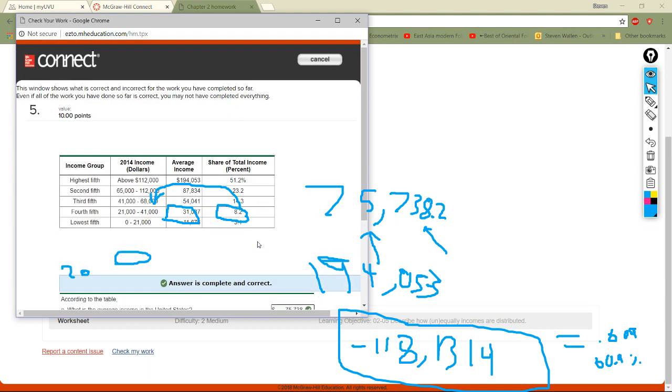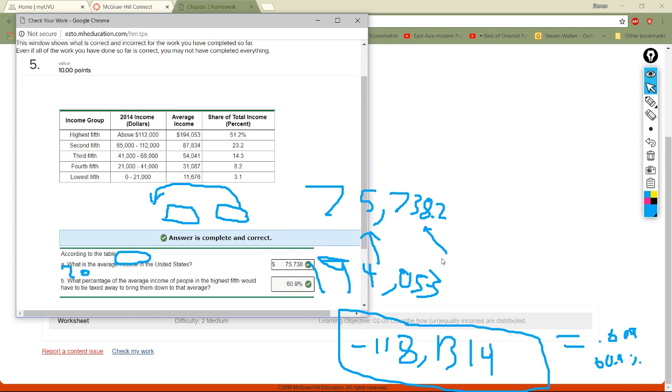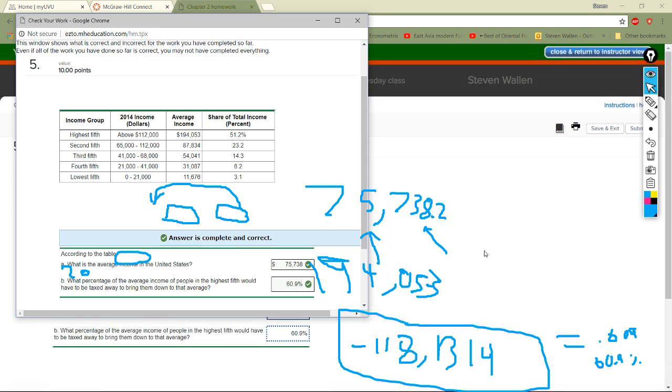We are correct. And that looks like a pair of sunglasses. I like that. All right, means we're seeing clearly. We're doing the math clearly. We're doing good. You made it.